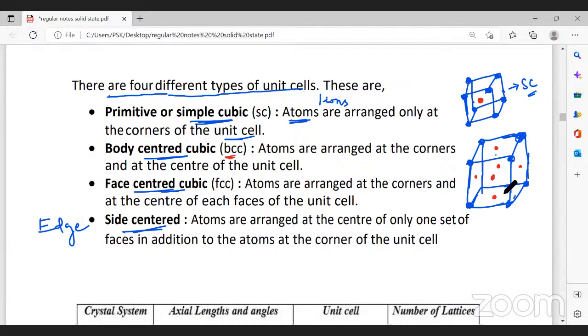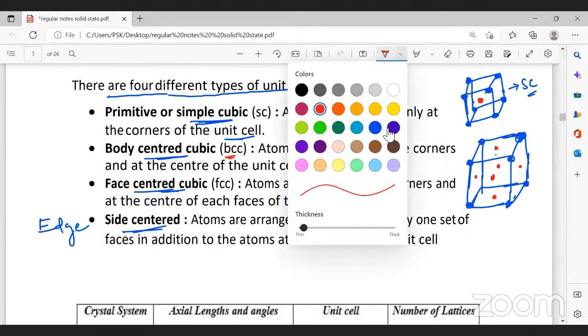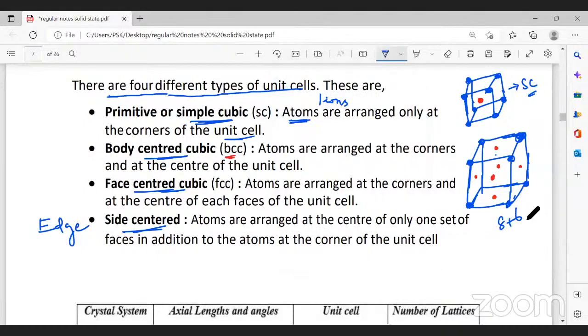So what is the number of lattice points this face-centered cubic lattice will have? 14. That is 8 plus 6: 8 at the corners and 6 at the faces. So therefore 14. In a face-centered cubic lattice, atoms are arranged at the corners and at the center of each face. So these three are of prime importance for your exams and regular classes.